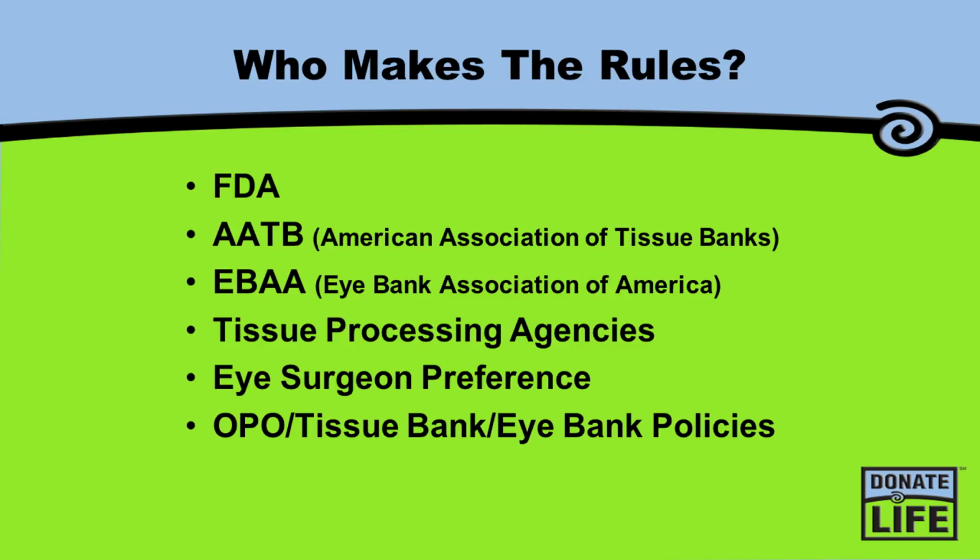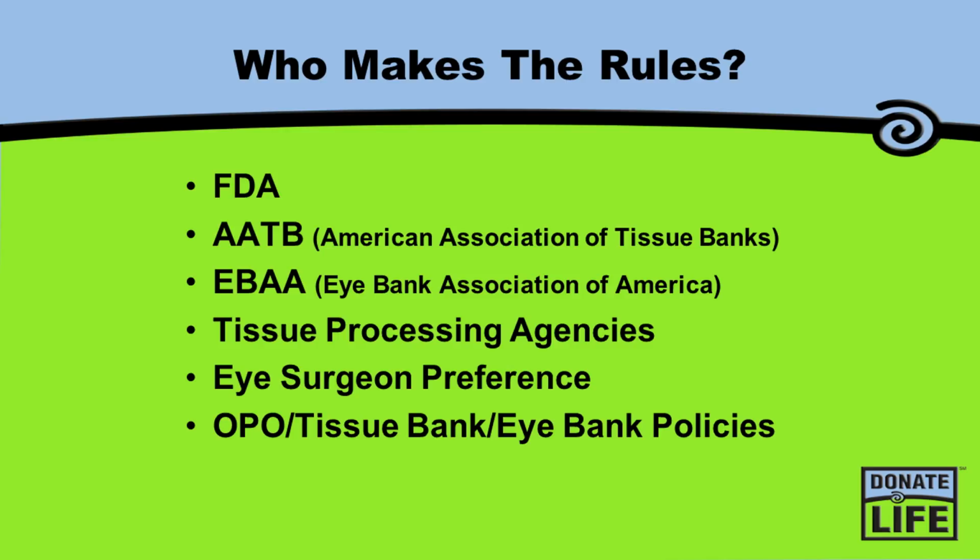Also with us, the eye surgeon preferences, I'd like to speak to that just a little bit. I put that in there because it's not necessarily a regulatory thing, but it's something that all eye bankers have to live by when we place our tissue, because so many surgeons have so much variance in what they will accept, what they like, and what they're comfortable with, and those are all factors that weigh into the type of tissue that we offer them.